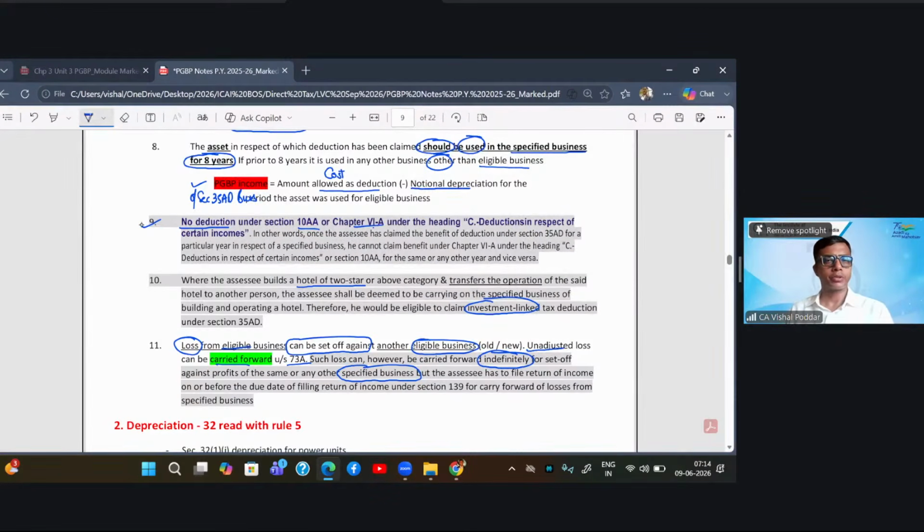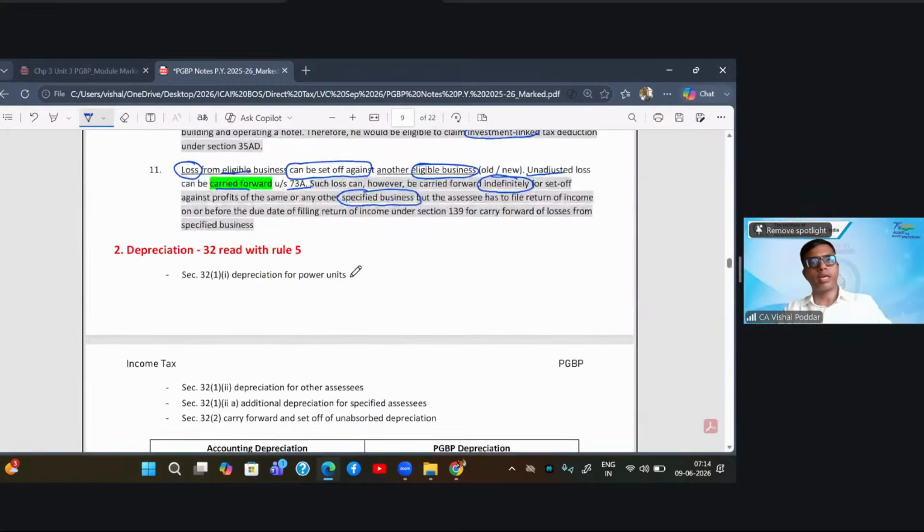Is this clear, students? So this is all about 35AD, the section which we had discussed in the previous lecture in detail. I've just summarized it in brief. Any questions?